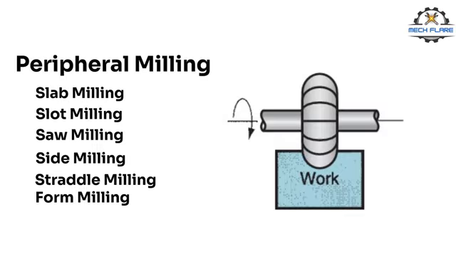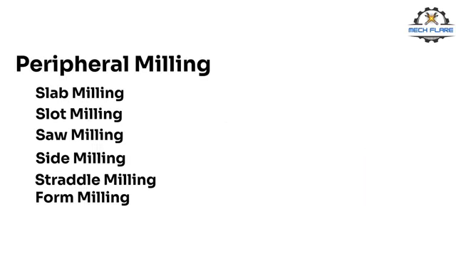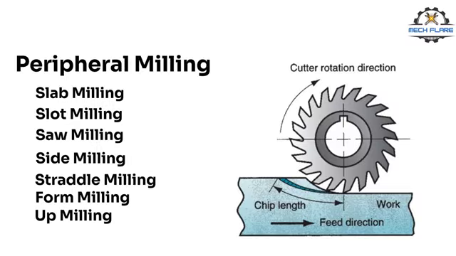There are two types of peripheral milling based on the direction of cutter rotation, which are up milling and down milling. In up milling, also called conventional milling, the direction of motion of the cutter teeth is opposite the feed direction when the teeth cut into the work. It is milling against the feed.